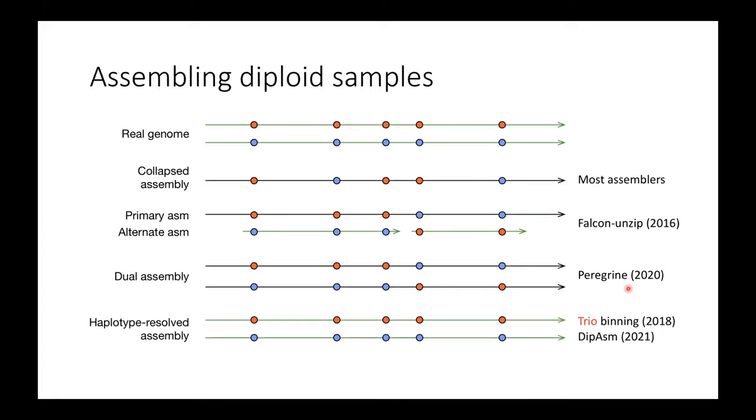And so again, Jason last year developed Peregrine. He can get, effectively, a pair of primary assemblies. You can see here there are still occasional switching errors, but the switch happens much less often in comparison to a phased assembly. And then the top quality assembly is where you don't get phasing errors, and you can do that with trio or Hi-C or other technologies.